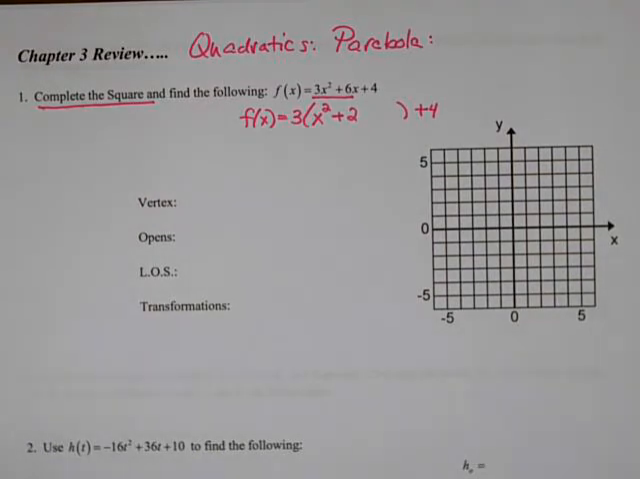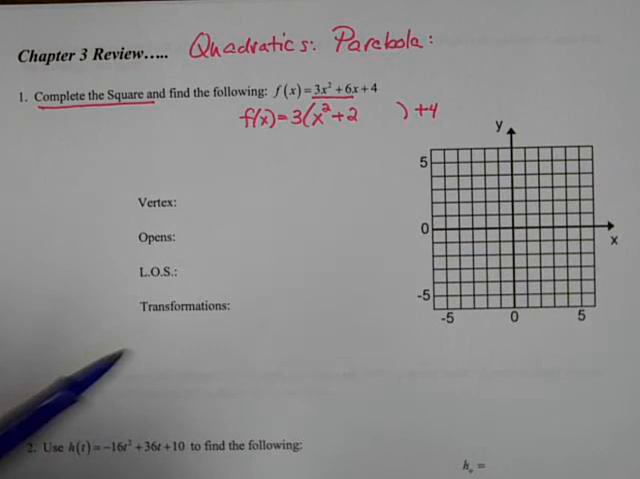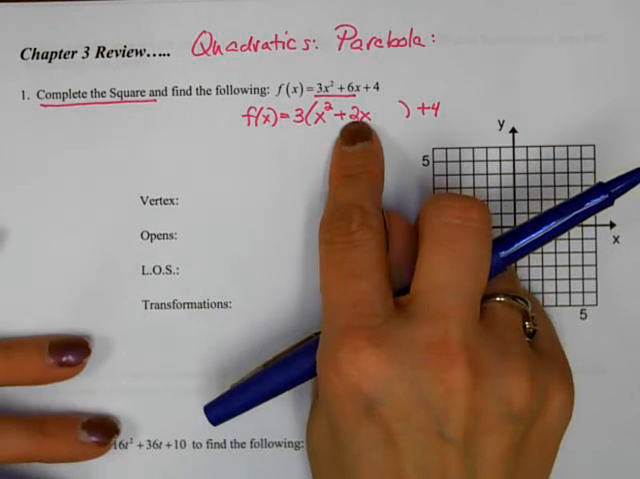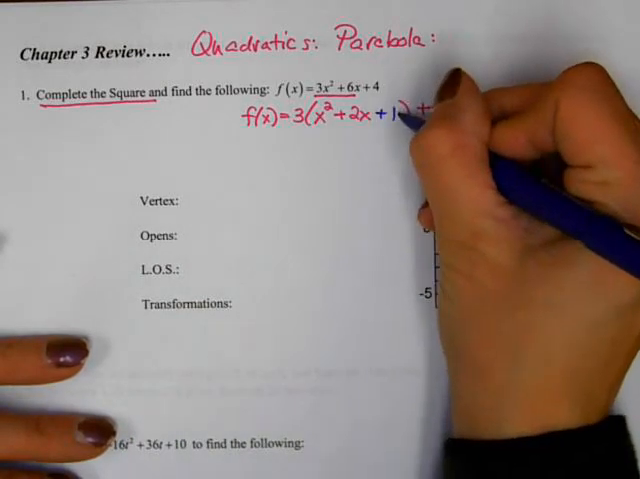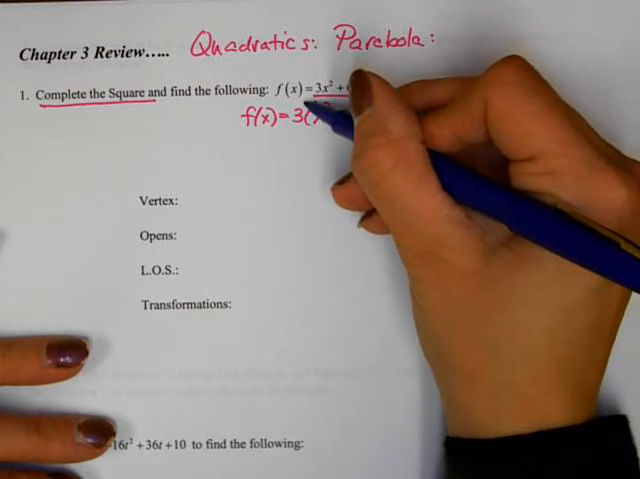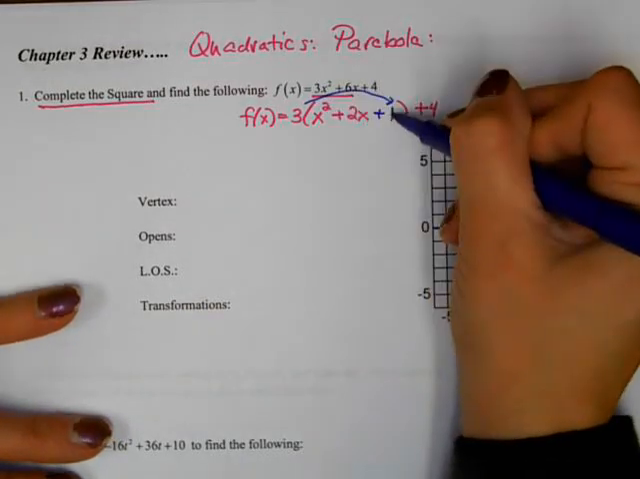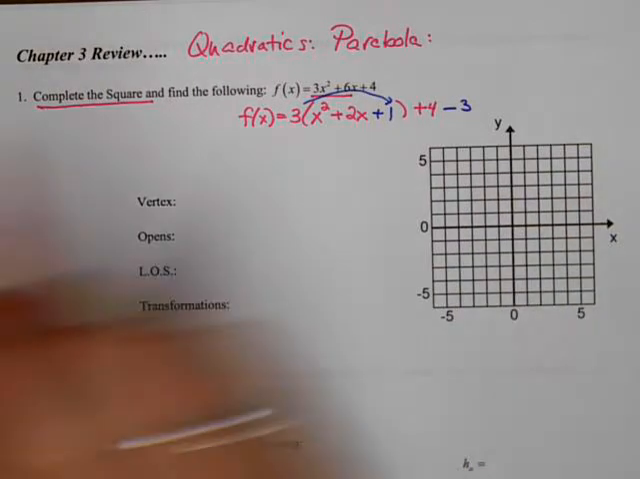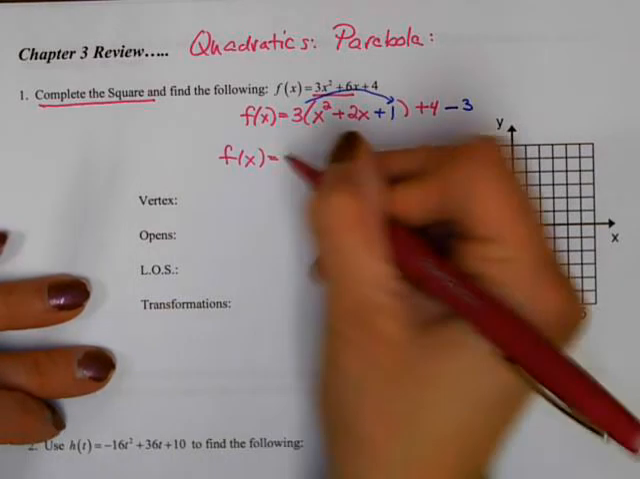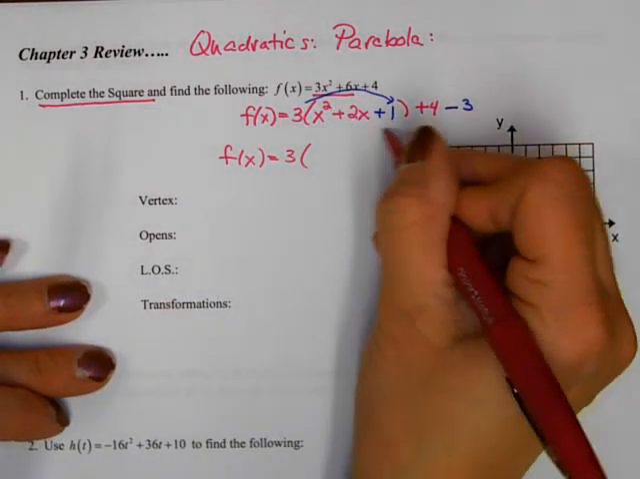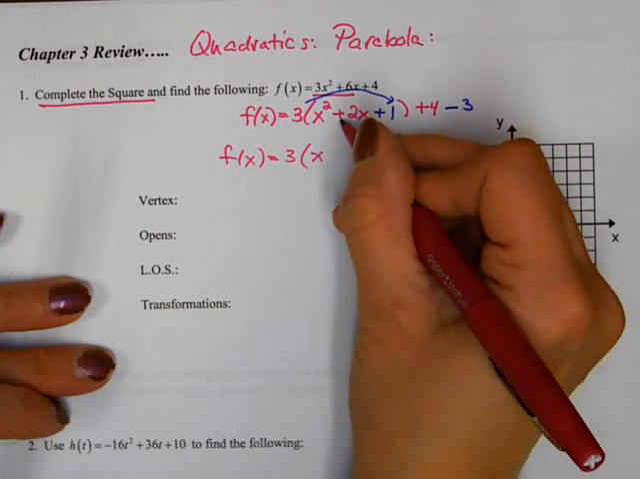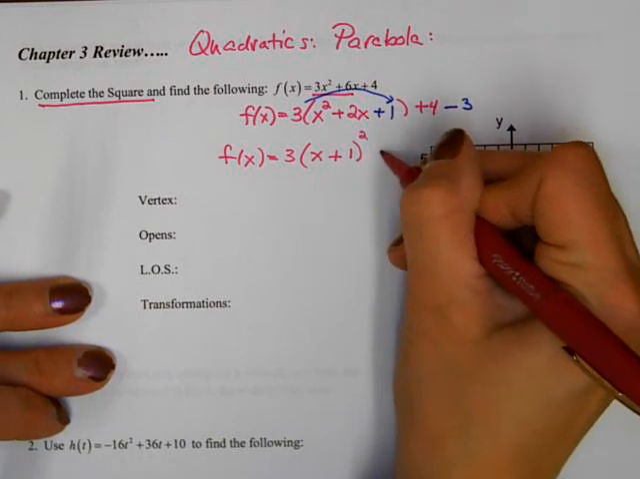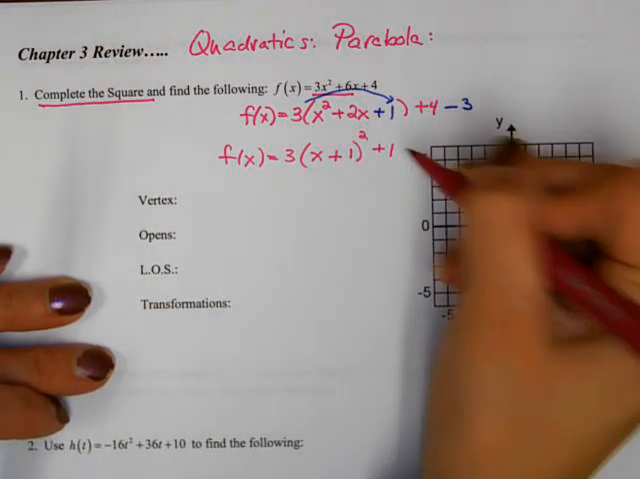And then it was time to half and square the b number. So half of 2 squared is plus 1. Now, is that really a plus 1? Or is it in disguise? It's really plus 3, so I'm going to compensate out here with a minus 3. So f of x is going to be 3, and this should factor nicely. This guy right here will tell you if it's plus or minus. I take the square root of 1, and then it's going to be quantity squared plus 1.